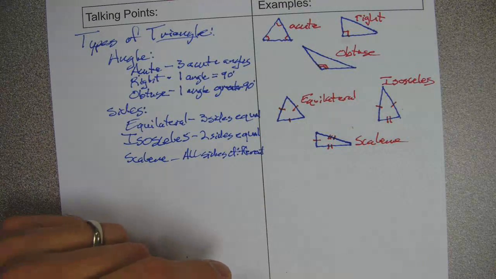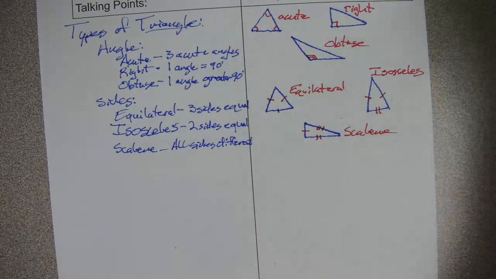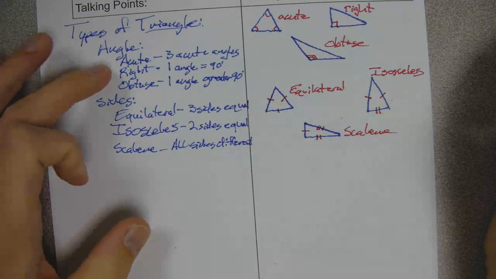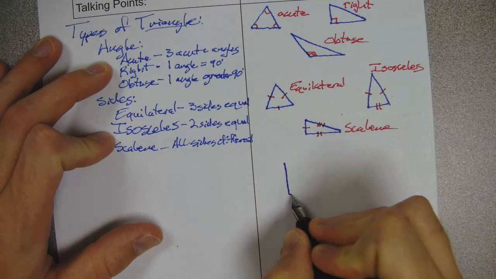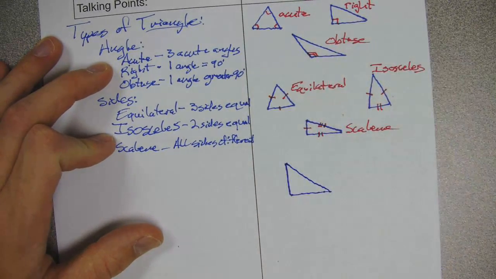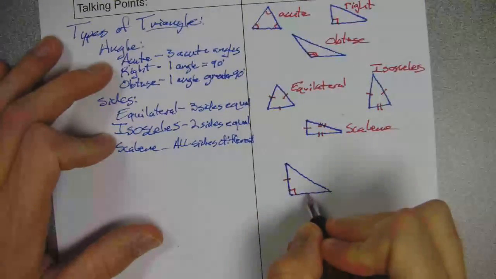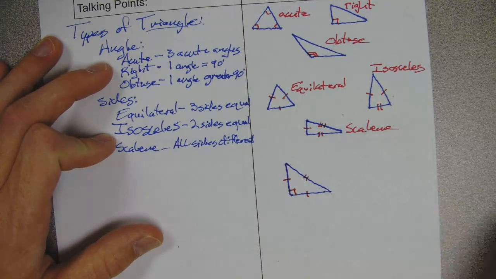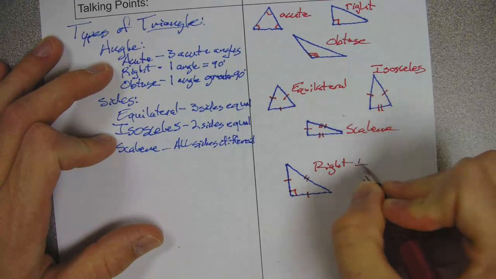For example, let's try something like this. Maybe I've got a right triangle that's also isosceles. Let's draw one of those. So notice we've got a right angle here. We've got, say, isosceles in terms of the sides. So we would call this a right isosceles triangle.